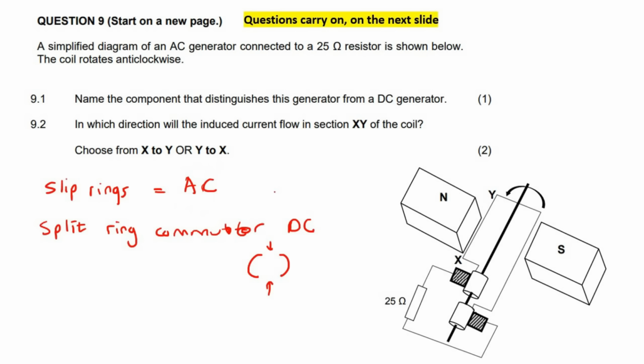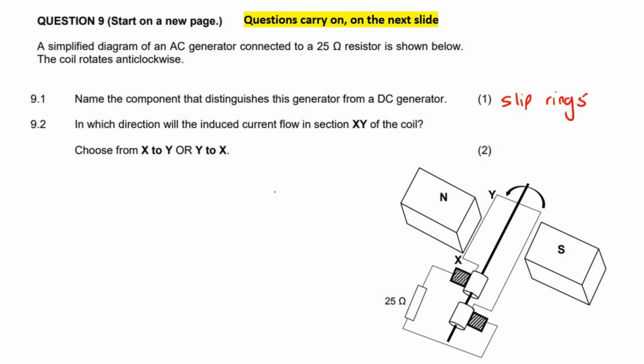So it says name the component that distinguishes this one. We will say that it's the slip rings. Then it says, in which direction will the induced current flow in section XY? Choose from X to Y or Y to X. Okay, so remember guys, generator, we use the right hand. And then if it was a motor, then you would use your left hand. So you're going to use your right hand, okay?